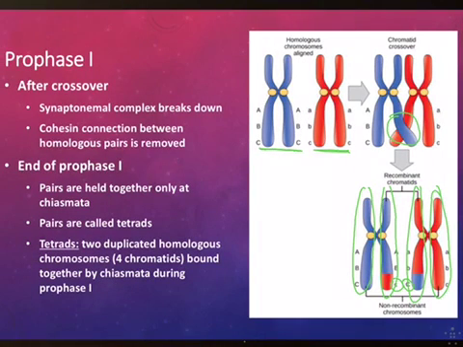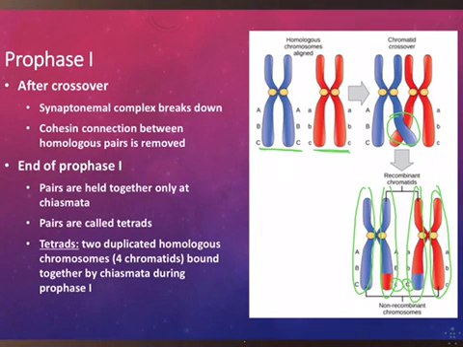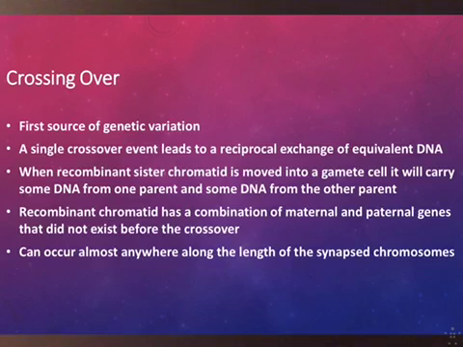Just recombinant, that's a word you're going to see a lot. These are the recombined versions of the gene. Anytime you see recombinant, it's the after-crossover result. The recombinant chromatid has a combination of maternal and paternal genes that did not exist before crossover. It is important for you to understand this does not happen at fertilization. This has happened to your eggs and your sperm already.